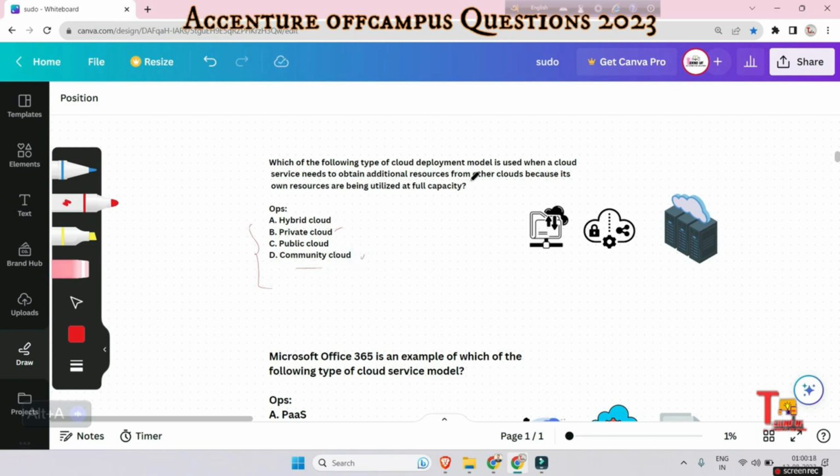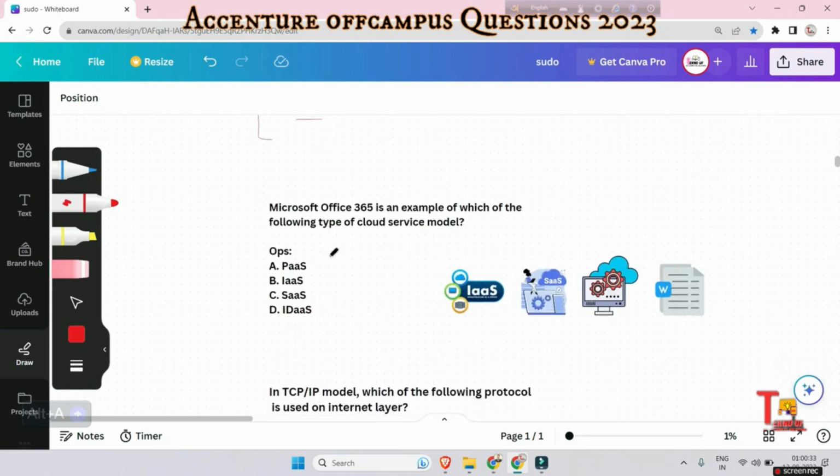So what will be the answer according to what I told you? The answer will be actually hybrid cloud, right? So let's go to the next question.